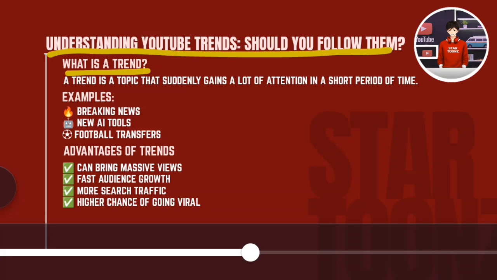However, trends also have weaknesses. Most trends don't last very long. A football transfer might dominate the internet for 3 days. A new AI tool might be popular for 2 weeks. After that, audience interest often drops. If your entire channel depends on trends, your views may become unpredictable. This is why experienced creators usually combine trending content with evergreen content. Evergreen videos continue getting views for months or even years. Trending videos create short-term spikes. Together, they create a healthier channel.